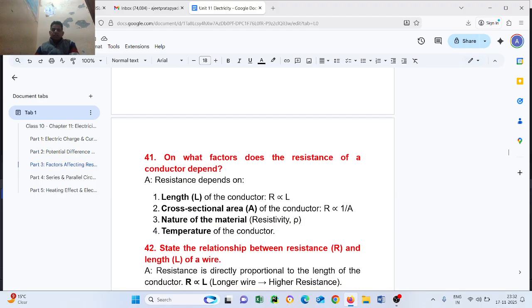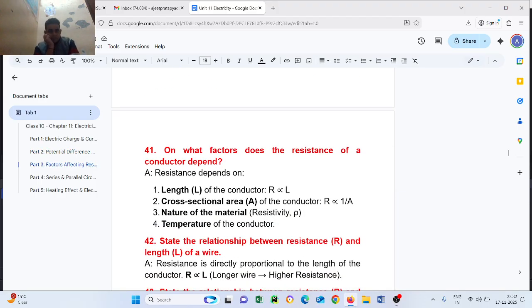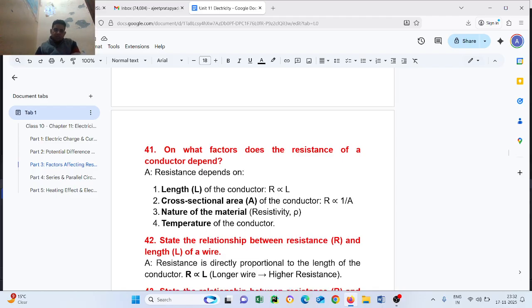On what factors does the resistance of a conductor depend? Resistance depends on the length of the conductor, R proportional to L; the cross-sectional area A of the conductor, R proportional to 1/A; the nature of the material, resistivity; and the temperature of the conductor.